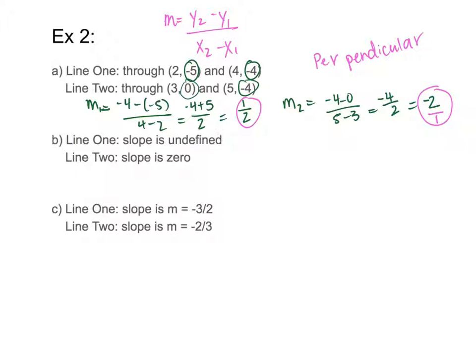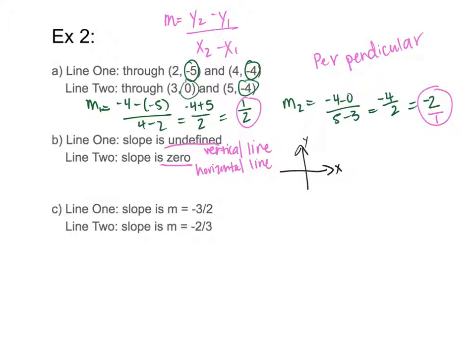Okay, so now let's take a look at letter B. So there are two lines, and the slope of the first one is undefined, and the slope of the other one is 0. Now, we learned that when a slope is undefined, it is a vertical line, right? We learned that last time. And then if a slope is 0, it is a horizontal line. So if we were to graph these two lines here, right?